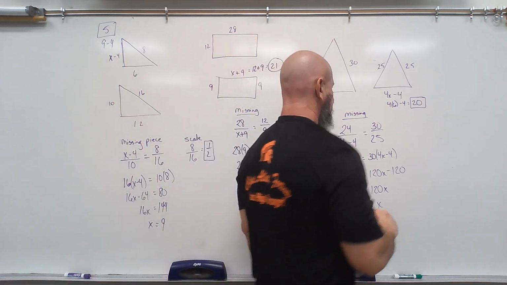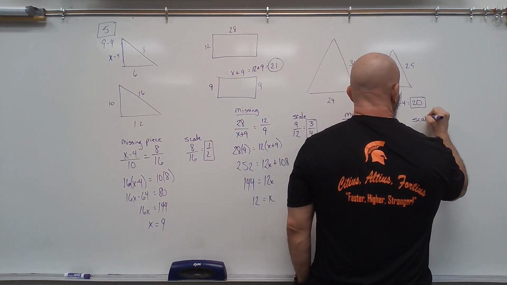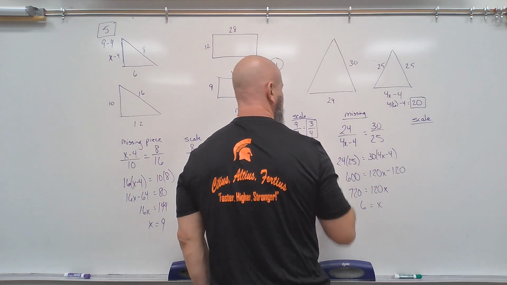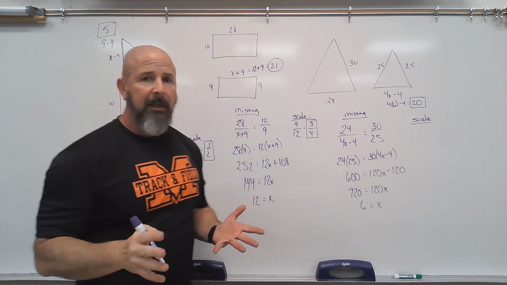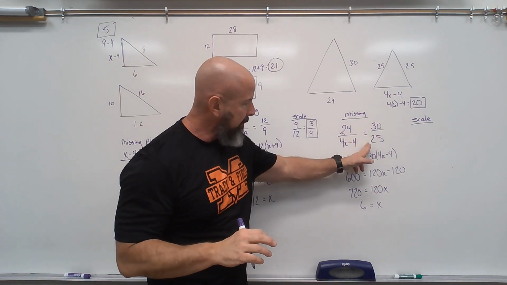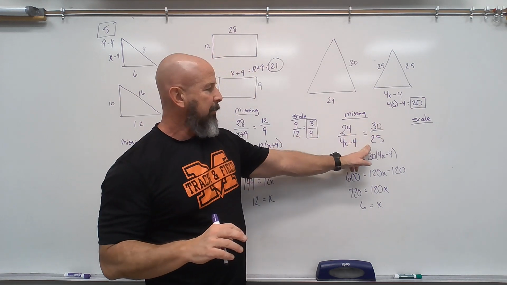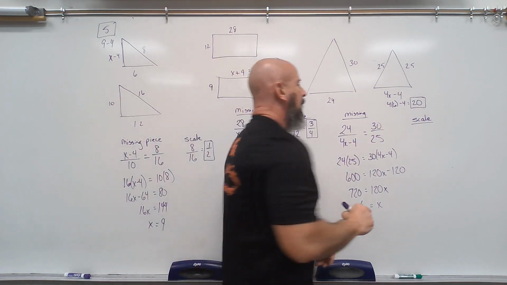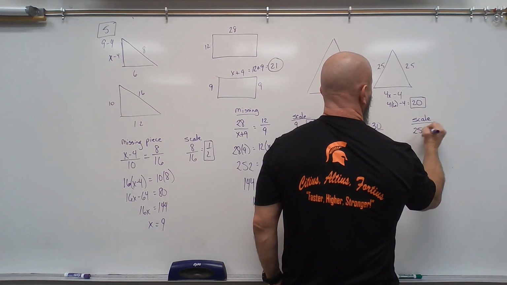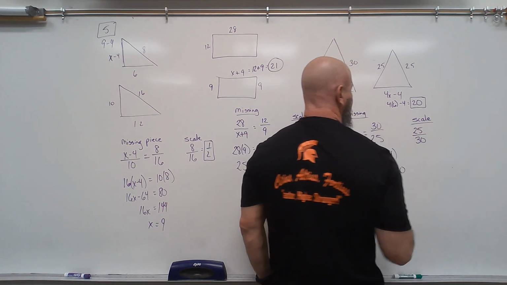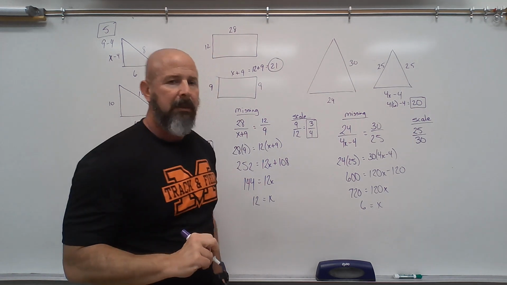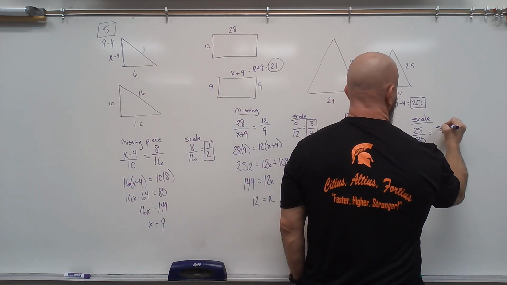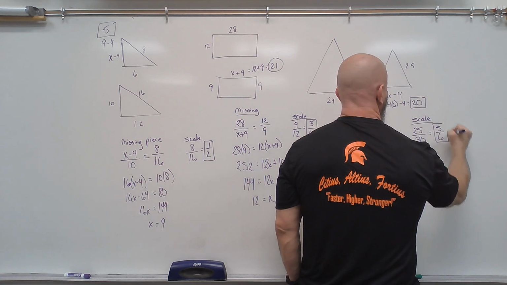Scale factor. I just used it once again, my known fraction, my known corresponding piece in my proportion. I'm going to look right back here. That's when I'm creating my scale factor. There's my known corresponding parts. I'm just going to do small to large, so I'm going to put the 25 on top. So small to large, this reduces to 5 6ths.